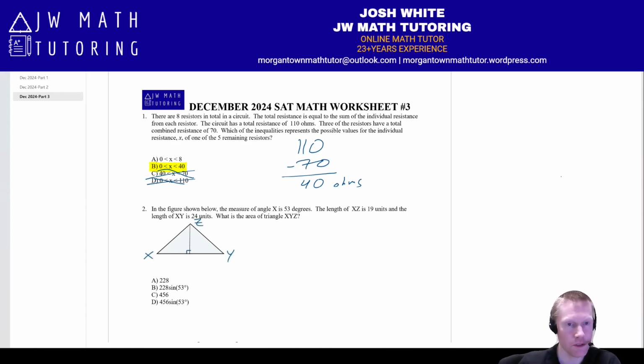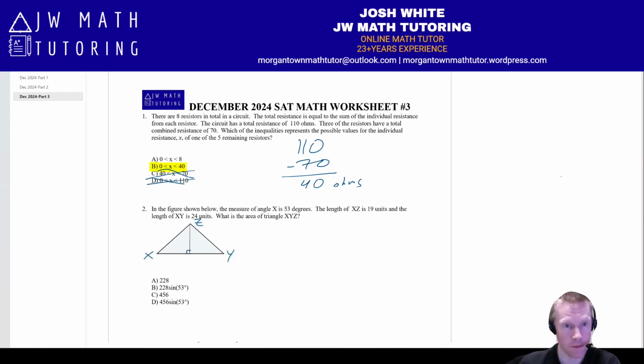All right, so now if you're looking between A and B, there's nothing that says that the maximum value for each remaining resistor is only 8 ohms. Or in other words, there's nothing that says that each one has to have the same amount of resistance. In other words, each like 8, 8, 8, 8, 8, versus 5, 5, 5, 5, 20. As long as they add up to 40 total ohms among the 5 resistors, then we would have a total resistance of 110 ohms, which meets the conditions of the problem.